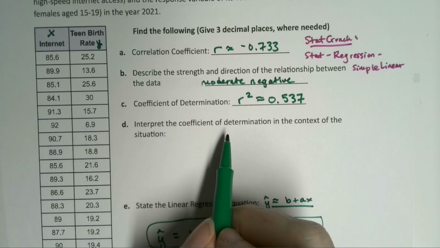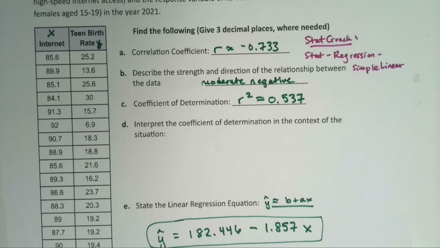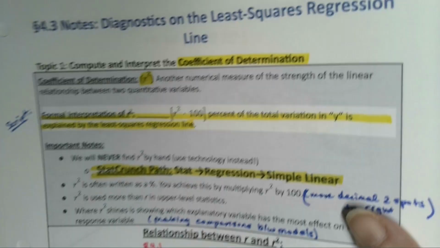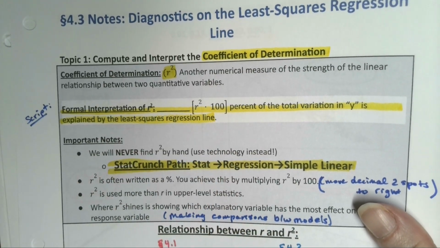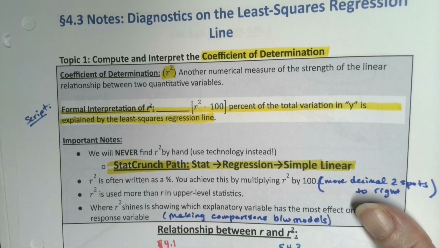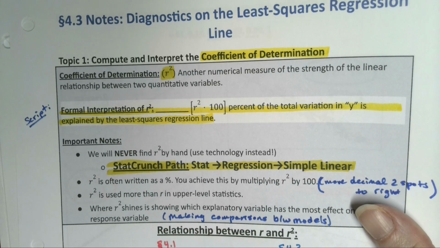All right, what about interpreting the coefficient of determination? Well, there's a very firm and rigid script for that we learned in section 4.3, this section. So we would change our r squared to a percentage, and then we write the rest of the script. So let me write that down, and you write it as well.